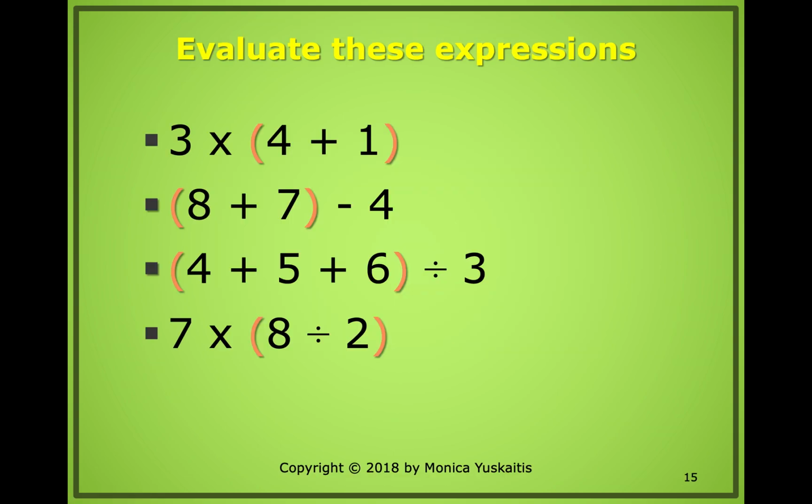Now, I'm going to give you a minute for you to try these, right? So remember, I'm going to do what's inside the parentheses first. What's inside these parentheses? 4 plus 1. Then when you're done with that, do times 3. And you get 15. For this one, I'm going to do what's inside the parentheses first. 8 plus 7 is 15. And then I subtract 4. And you get 11.